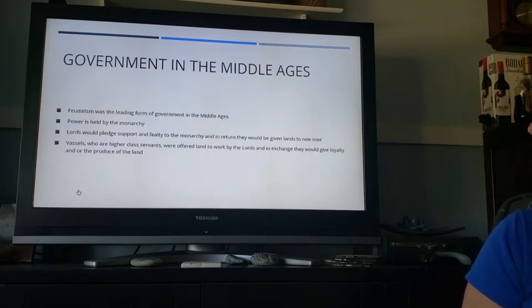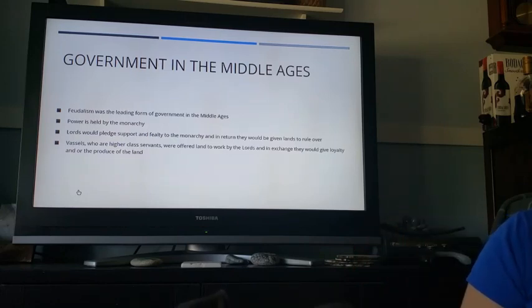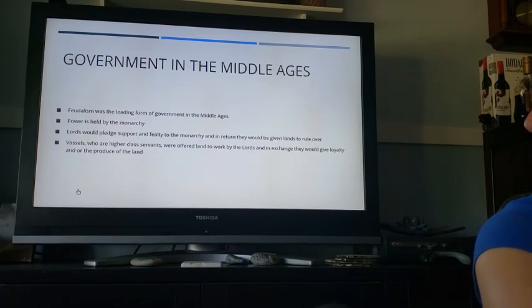The vassals, who are higher class servants, were offered land to work by the lords. In exchange, they would give loyalty and or the produce of the land. So whatever they grew or made, they would give a percentage of that to their lord in recompense for the usage of their land. It's pretty straightforward: I own this, I let you borrow this, you pay me this. It's a heavily taxed system of social hierarchy is essentially what the government did.